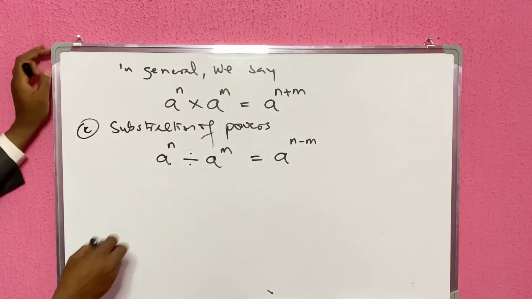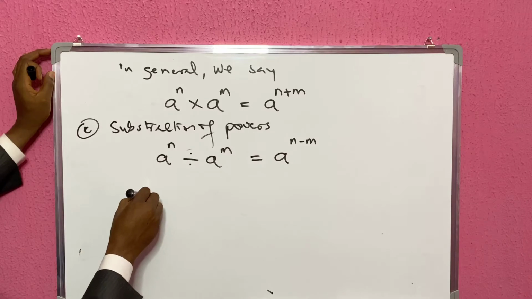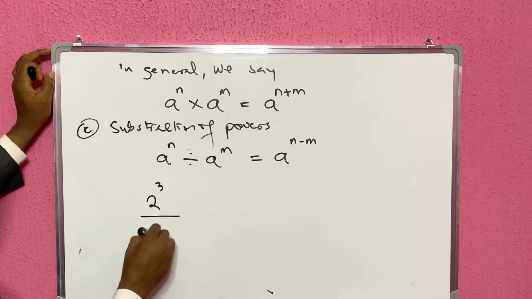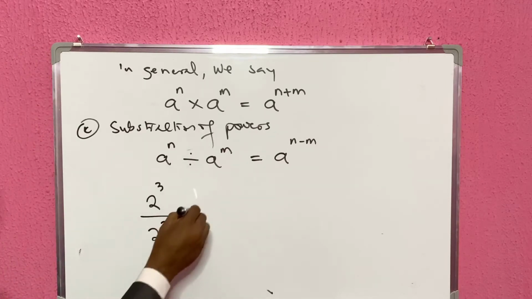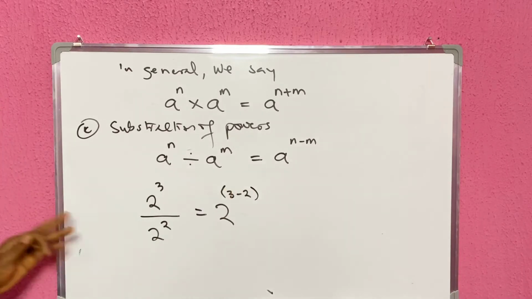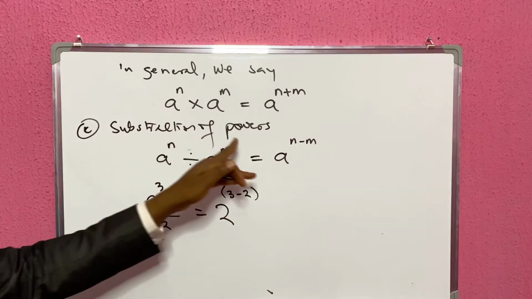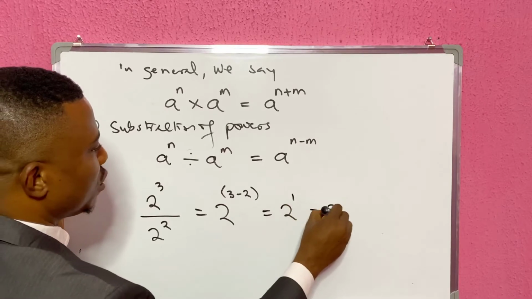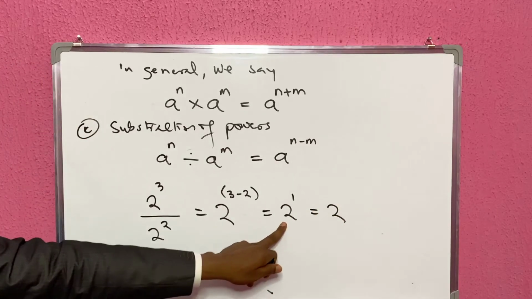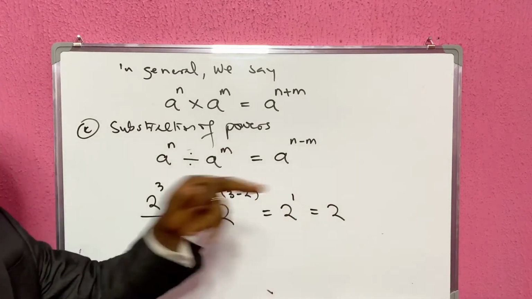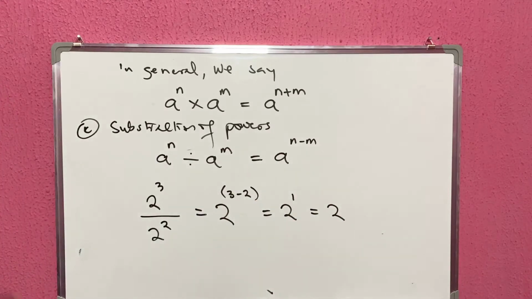That is to say that if we have, let's say, 2 raised to the power 3 divided by 2 raised to the power 2, this will give us 2 to the power 3 minus 2. You subtract the powers to give us 2 power 1, to give us 2, because the 2 raised to the power 1 is 2. Power unity, remember the first example.